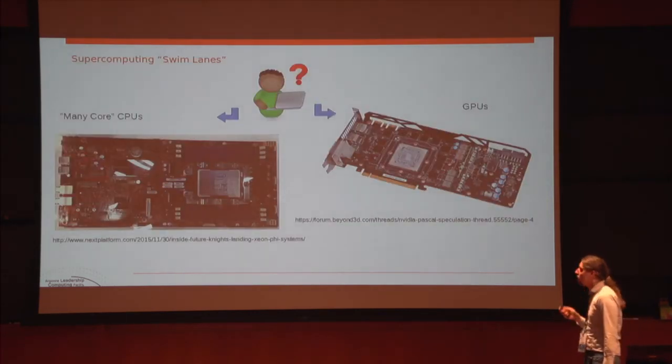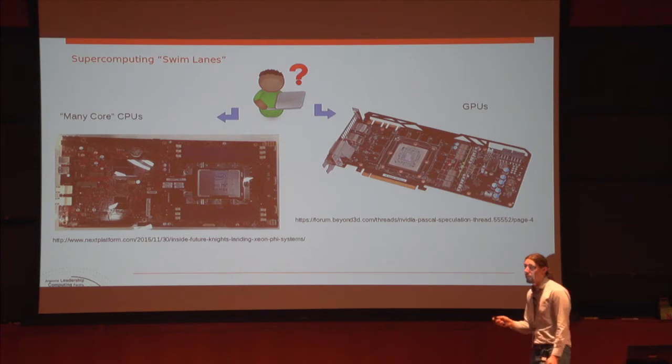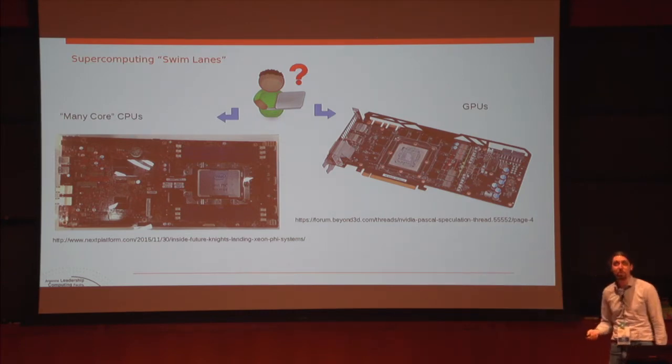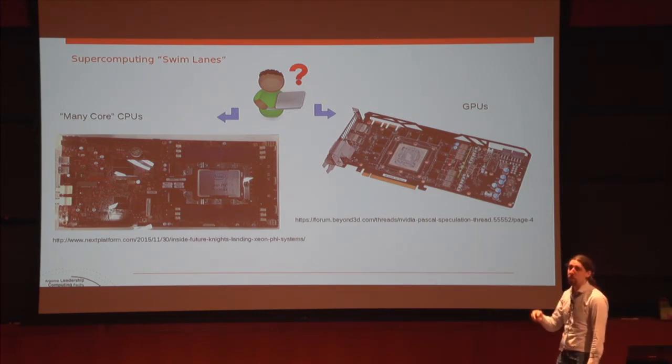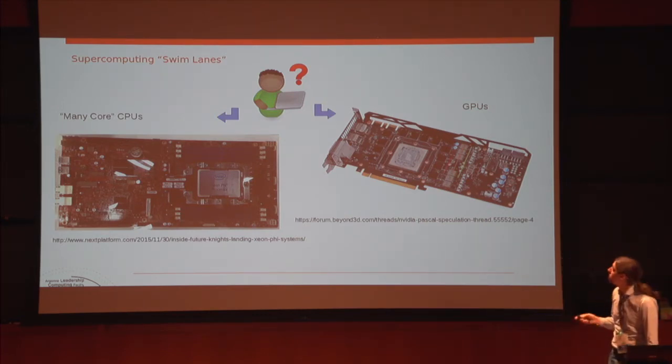All right. So at this point, we now have this bifurcation. We have these two swim lanes, as we call them, to exascale. One of them is to use many-core CPUs, and the other is to use GPUs. And again, these two systems primarily differentiate on the techniques they use to put useful work in between those various dependent instructions.